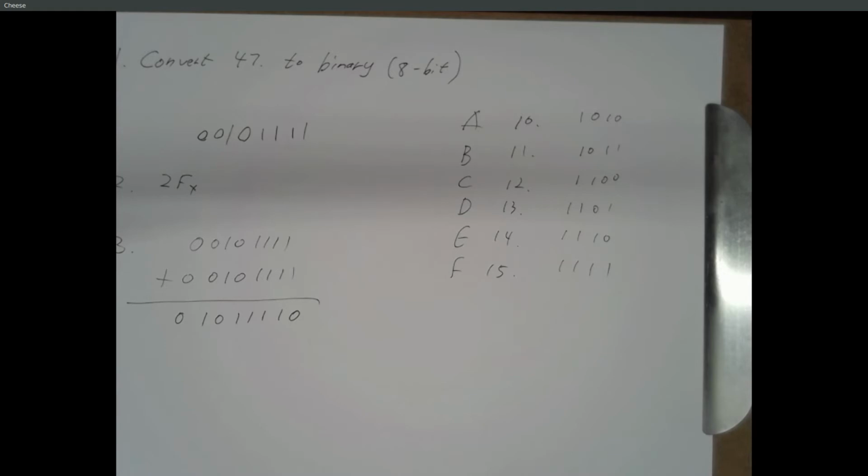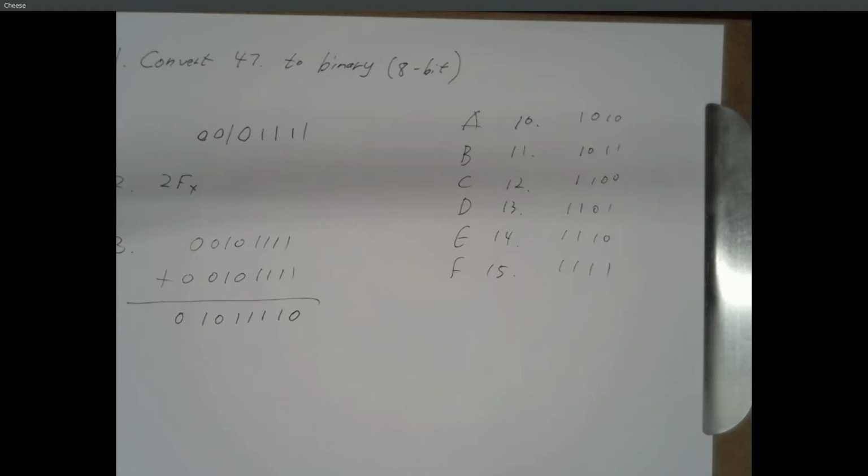Yeah. When you added 47 to itself, it basically just moved everything to the left one spot. Right, so that's something called a left shift. And it turns out in binary, if you just move everything over to the left, you multiply the number by 2.